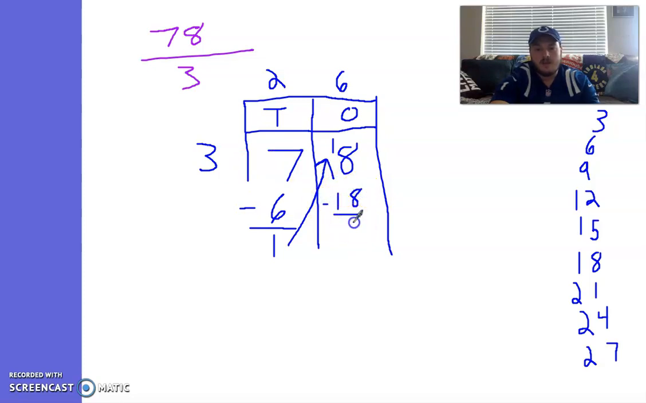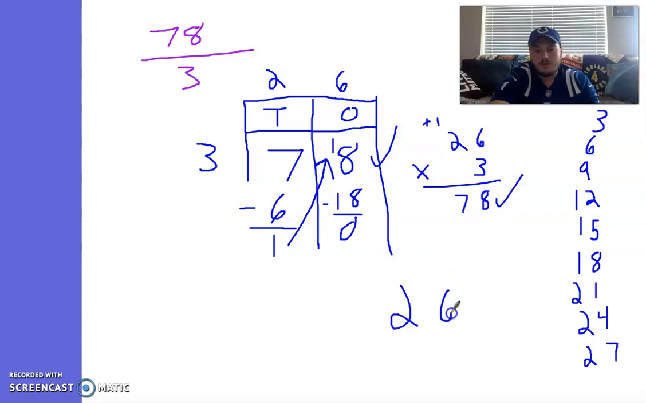Subtract gives me 0. Let's check ourselves by doing our quotient times what we divided by. 26 times 3. 3 times 6, 18. Regroup my 1. 3 times 2 is 6, plus 1 is 7. We see that it checks out, so we know our quotient is in fact 26. Awesome. Let's keep powering through.